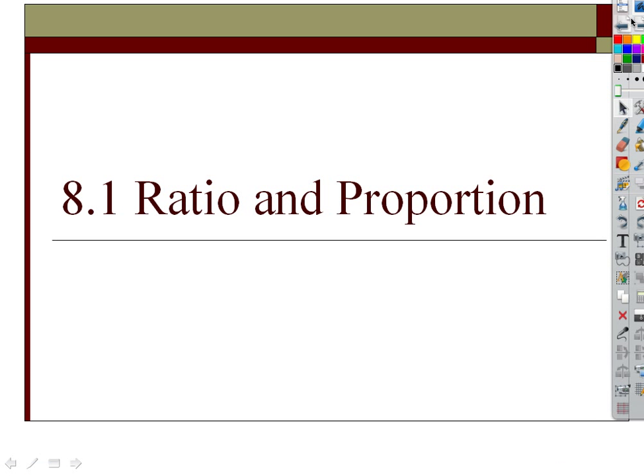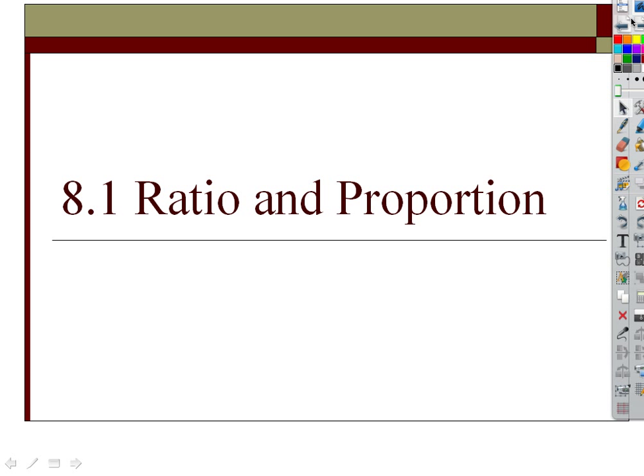All right, what I want to look at today, we're starting chapter 8, which is going to deal ultimately with similarity. Okay, now what's that mean? We've talked about it a little bit, but not much. Let's put it in context with stuff we've already talked about.